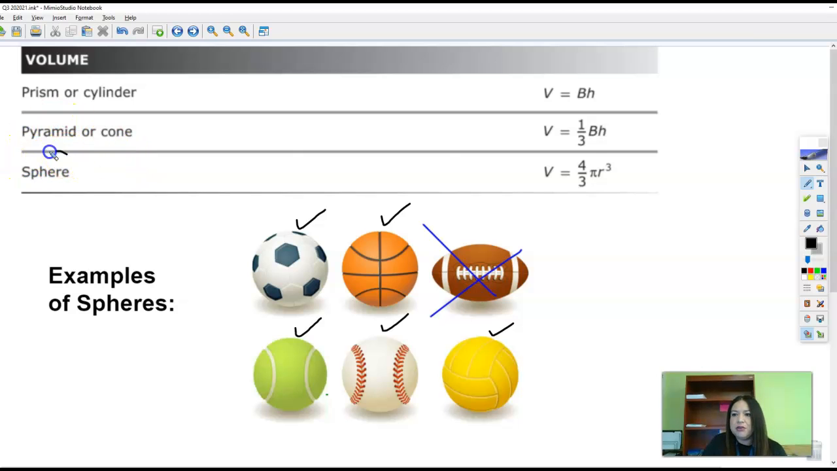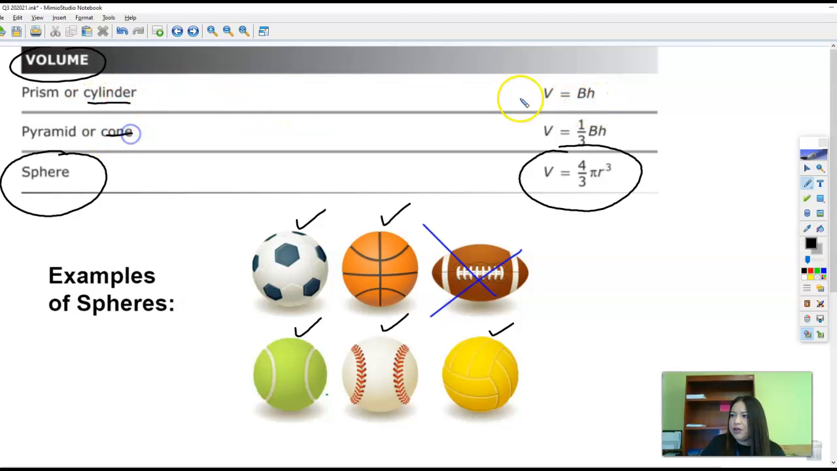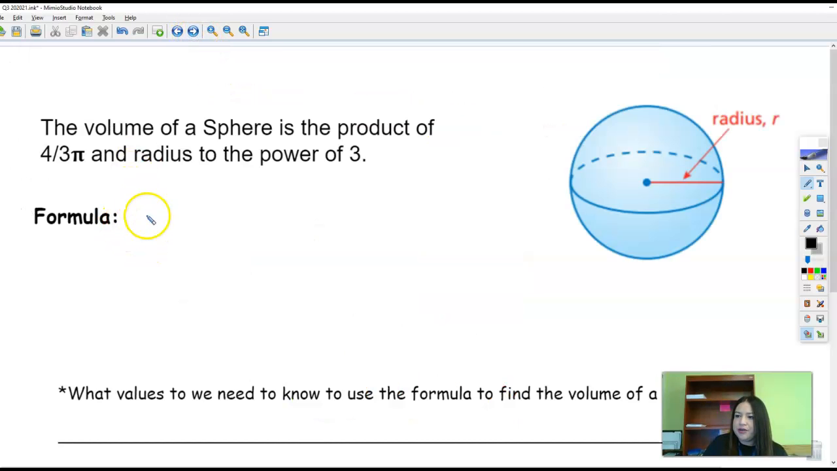Now, if you look at your formula chart, for the volume of a sphere we have a formula right there. As long as we use the formula, we are going to be okay. Notice how the other formulas, like for cone and cylinder, had a capital B in them. And guess what? The one for sphere doesn't. Why? Because spheres don't have a base. What it does have is the 4/3, pi, and then radius to the power of 3. So in your notebook, let's go ahead and write this down.